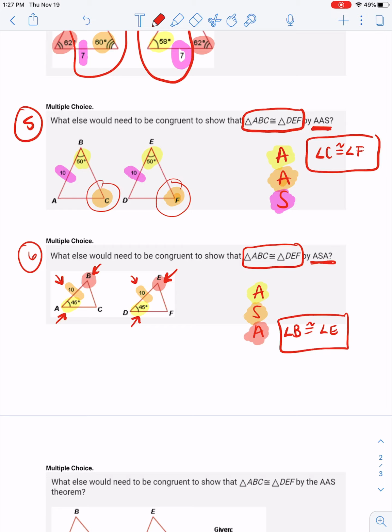And then if we have that, you have 2 angles, like A and B with the congruent side in between them, and then here D and E with the congruent side in between them. So again, when the side is in between, we call that angle, side, angle.